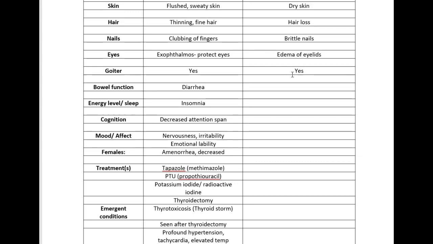The reason for this is that usually you have excessive TSH. So sometimes you can just have a hypertrophy of the thyroid gland from excessive production, but also if you have excessive TSH stimulation, you can have a goiter. So a goiter can be seen in either hyper or hypothyroidism. As far as bowel function goes, we go to the opposite end of the spectrum, and the person with hypothyroidism is more likely to develop constipation.